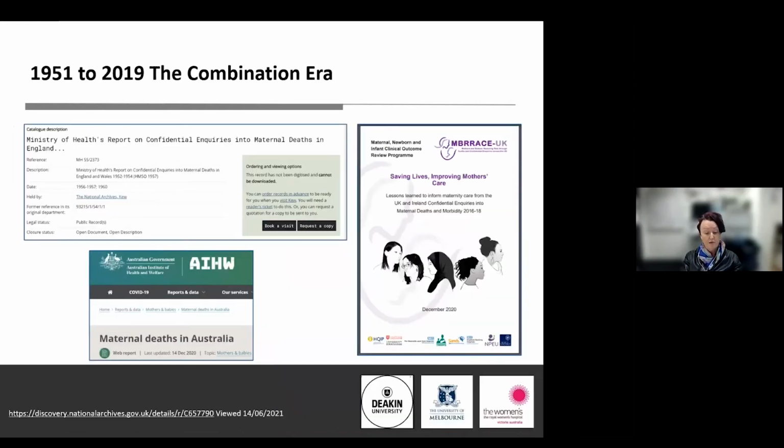The longest running and most successful medical audit in history is the report on confidential inquiries into maternal deaths, covering maternal deaths in England and Wales from the years 1952 to the present day. On the left are the details of the first audit, and on the right is the cover of last year's report. Australia also followed on from the United Kingdom and now produces regular maternal mortality reports. Fortunately, our maternal mortality rate is amongst the lowest in the world, with only 1 death in every 20,000 births.